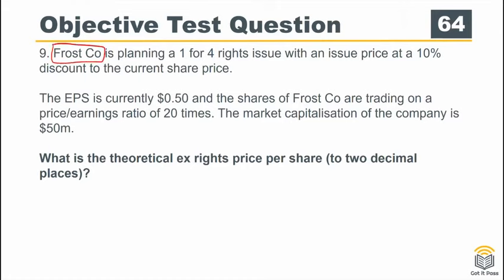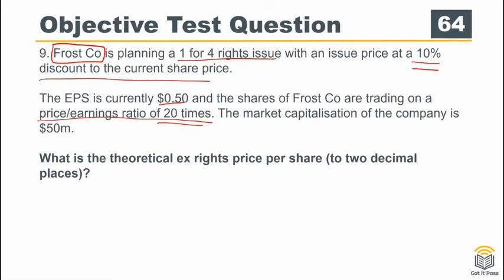It plans for a 1-for-4 rights issue. So in other words, if you are holding 4 shares, then you get 1 right to subscribe to the new shares. And the issue price is a 10% discount to the current share price. Earnings per share is 50 cents. Shares of Frost Co. are trading on a price-earnings ratio of 20 times. The market capitalization of the company is 15 million.